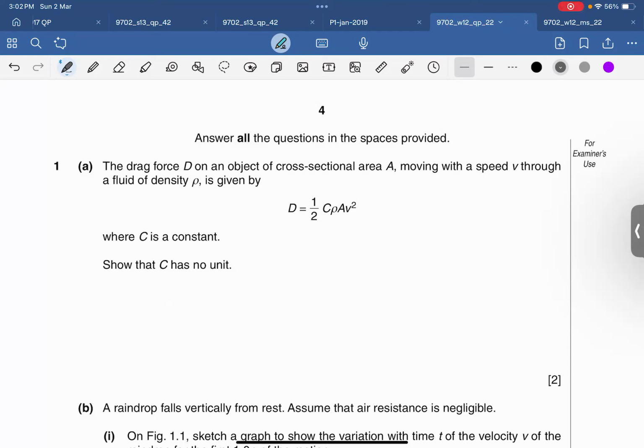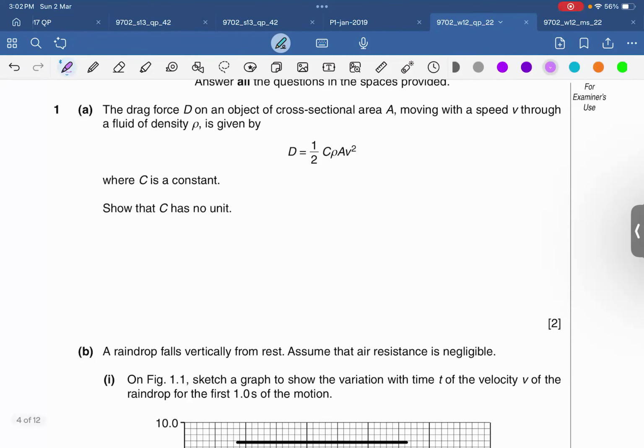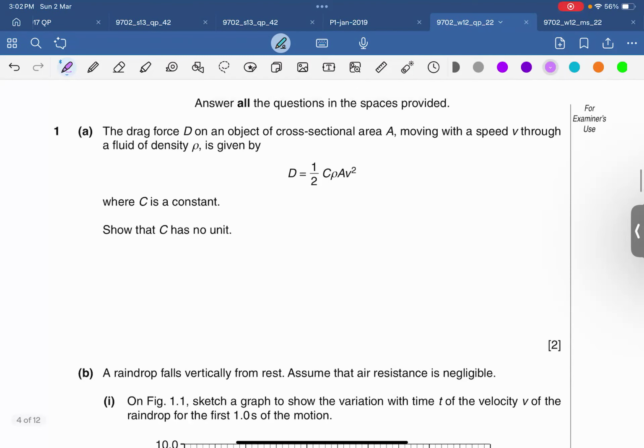Okay, so whenever we do these types of questions, we first have to ignore all those constants. So 1/2, we have to ignore that. What's the unit for the drag force? Force has a unit of kg meter per second squared. Very good. What's the unit for the density? Kg per meter cube. Very good. What's the unit for the area? Meter squared. And what's the unit for the velocity? Meter per second. Perfect.